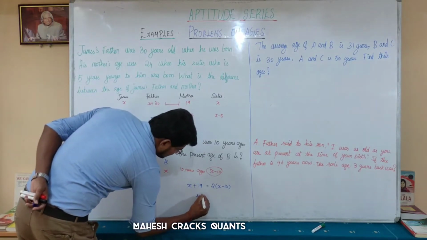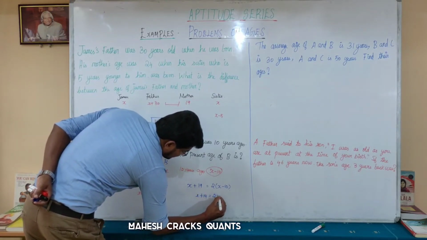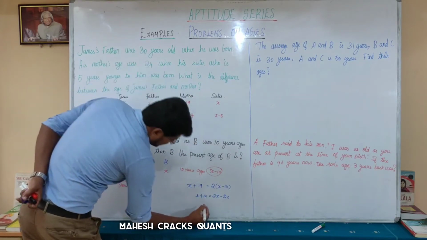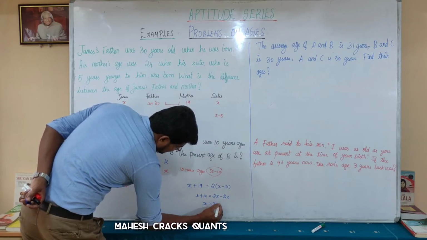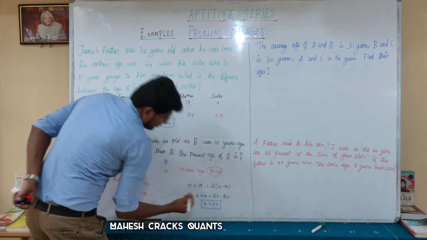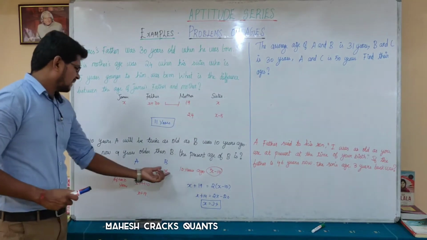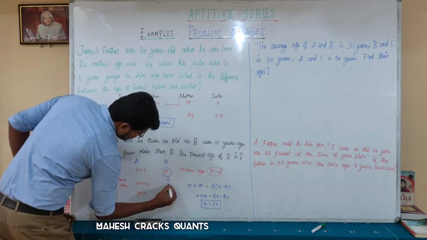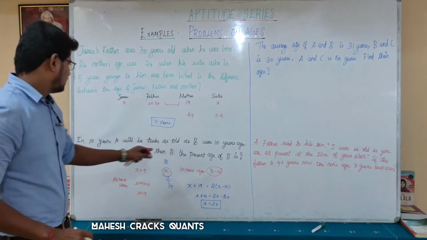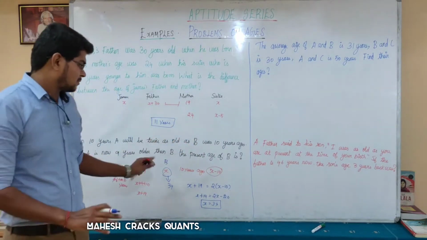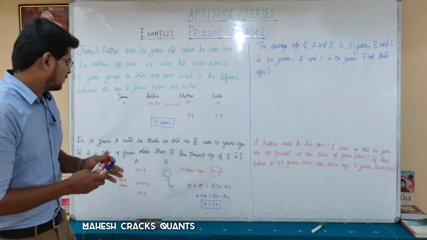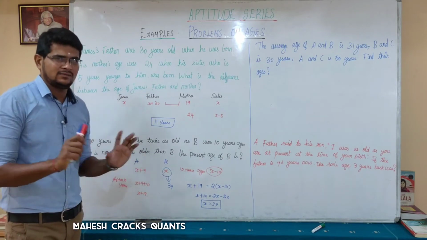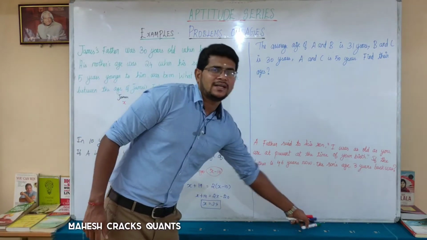So X plus 19 is equal to 2X minus 20. When you take 20 here and X there, you will get the X value. X is equal to 39. Okay, done. So X is 39. B's present age is 39. What is the question now? The question is, the present age of B is. The question itself, what is the present age of B? If the question is what is the present age of A, then 39 plus 9, 48. That's it. Okay, let's move on to the next question.